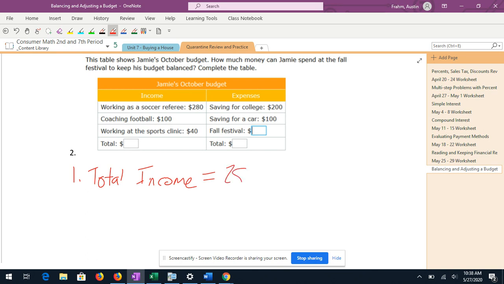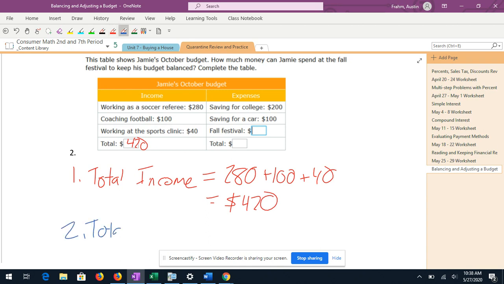So to do that, I need to add those three numbers together, 280 plus 100 plus 40, which comes out to be a total of $420. That's what I would write in the total column there. Again, step number two, no math work required. Now that I know that the total income is $420, the total expenses has to be the same since we want a balanced budget. So we can automatically write $420 in that total column.